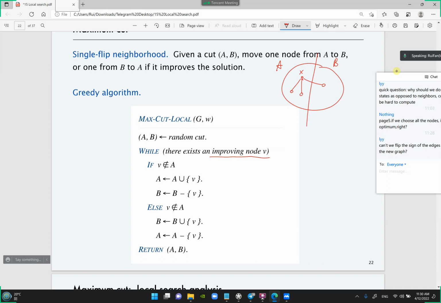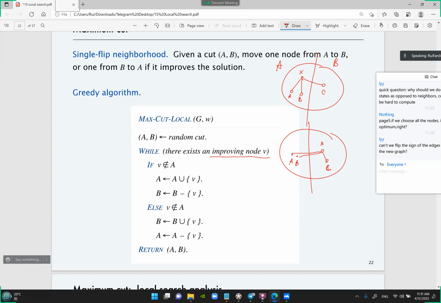Now suppose you move X to the other side, to B. Let me redraw this graph and label the nodes A, B, C. Currently you have one cut edge from X to C, and two other edges from X to A and B, but they are not cut. Once you move X to the other side, the cut edge from X to C becomes uncut, and the uncut edges from X to A and B become cut edges.